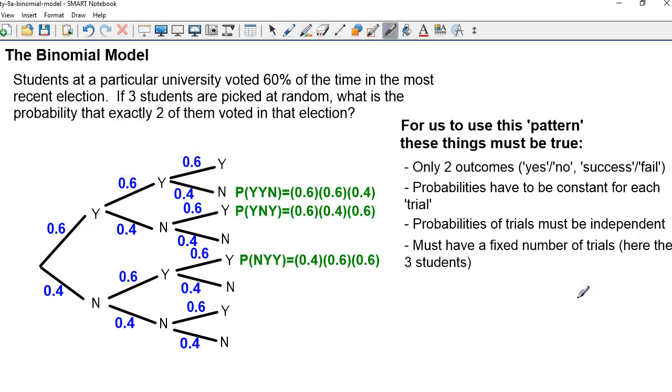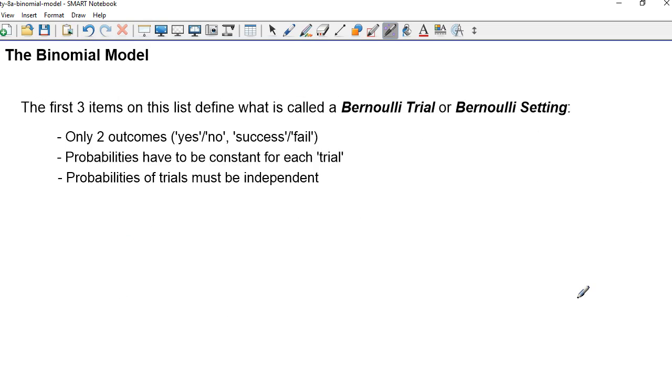And, in this case, we have to have a fixed number of trials. And here we're talking about asking exactly 3 students. So if those 4 things are true, then we have this specific situation that could be solved with this pattern: the number of successes, number of ways to make the successes, probability of successes, and probability of failures.